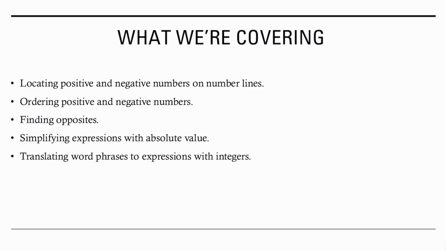So what we're going to cover today is how to locate positive and negative numbers on a number line. We're going to order those positive and negative numbers, find the opposites, and so we'll talk about that soon. Simplifying expressions with absolute value. This can get a little bit tricky for students, but it shouldn't be too hard if we're thinking about it in the context of integers. And then, as per usual, we're going to translate word phrases to expressions with integers.